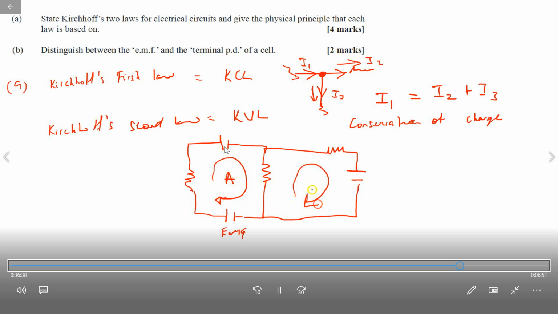So what I just did a while ago was to just identify the loops. I have loop A and loop B. All right, so let's just watch and see here what's going to happen next.